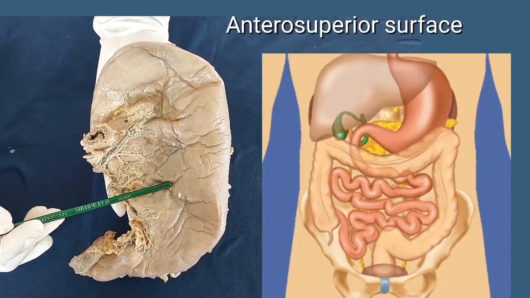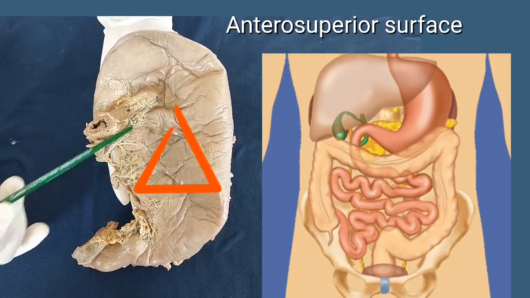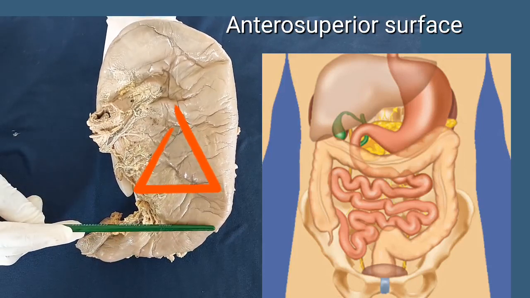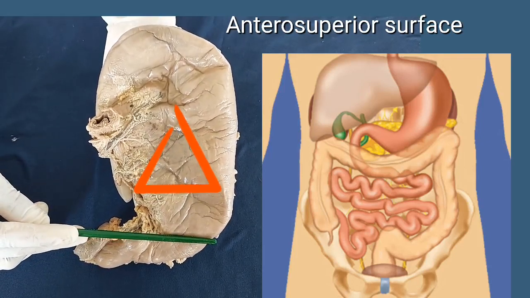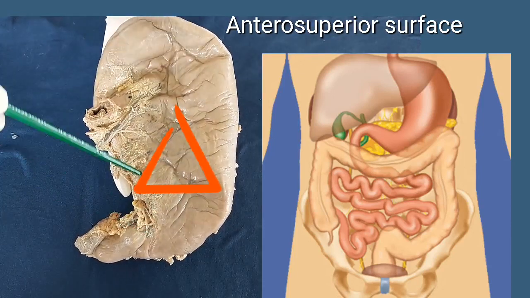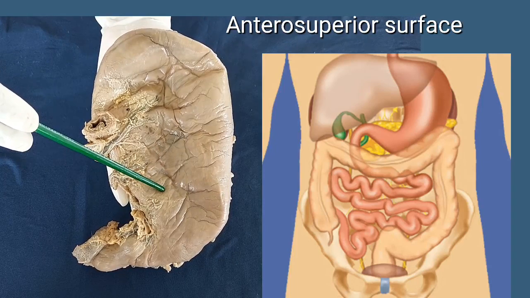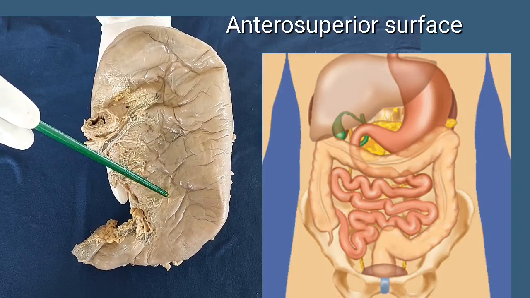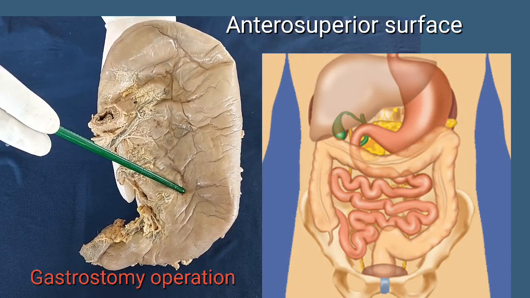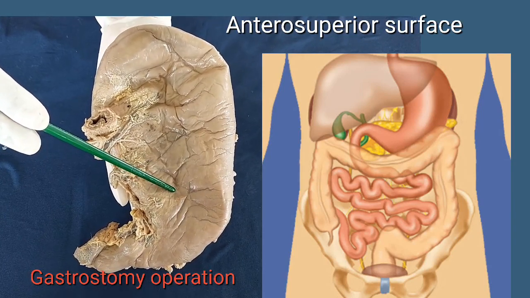It is bounded on the right side by the lower border of the liver, on the left side by the left costal margin, and below by the transverse colon. The clinical importance of this gastric triangle: in complete esophageal obstruction, a tube is introduced into the stomach through this triangle for feeding the patient, and such an operation is known as gastrostomy.